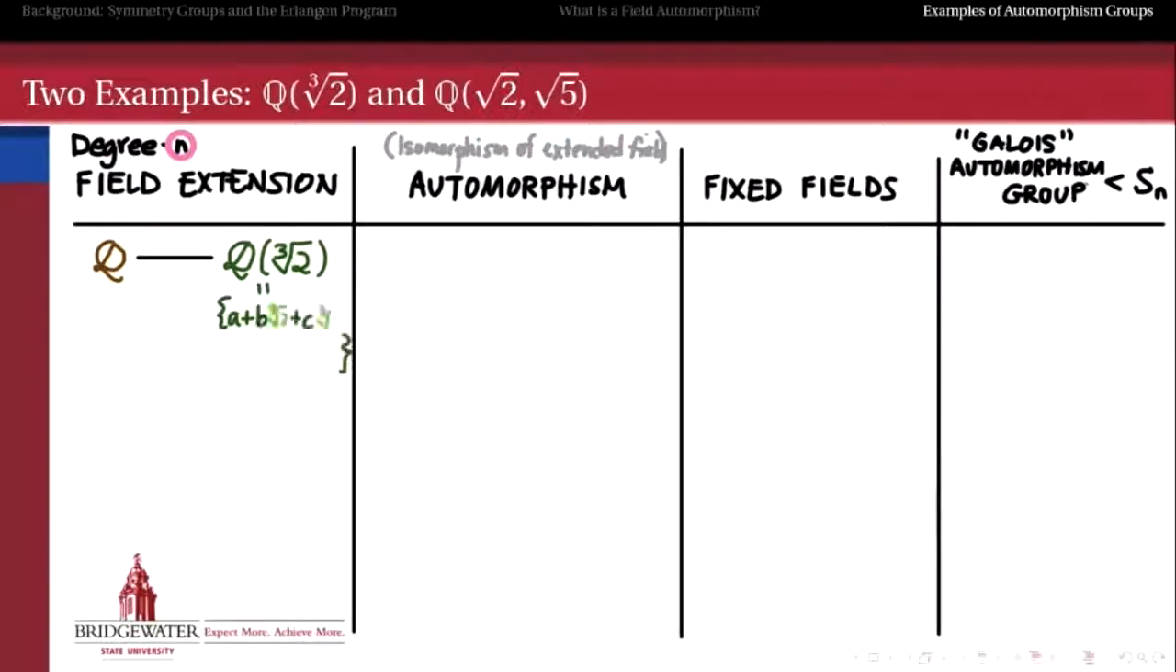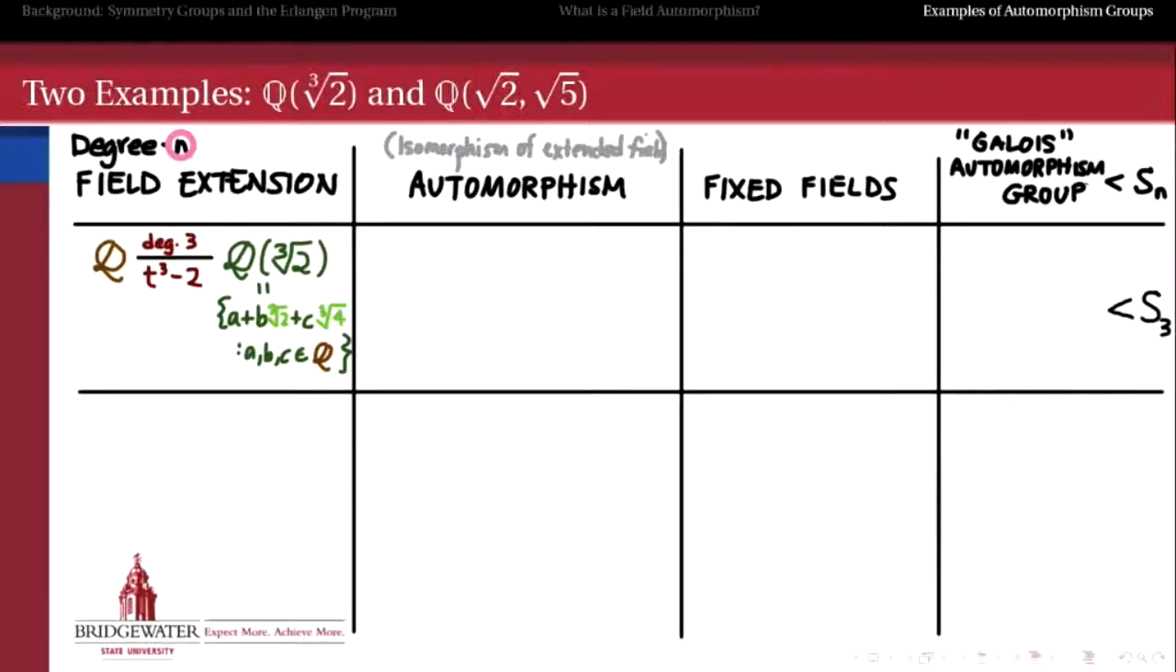So, by now we know that this field really looks like a linear combination of 1, the cube root of 2, and the cube root of 4, with those coefficients being rational numbers. Also, we can say that the minimal polynomial of this extension is t cubed minus 2, and therefore this is a third degree extension because t cubed minus 2 is irreducible by Eisenstein's criterion. So what will an automorphism of this look like? And once we've found them all, what subgroup of S_3 is the automorphism group going to be isomorphic to?